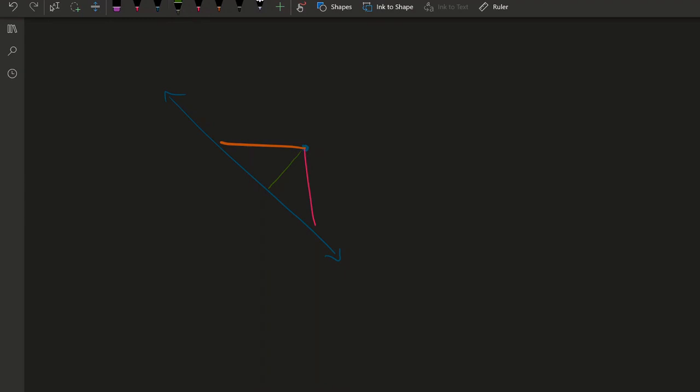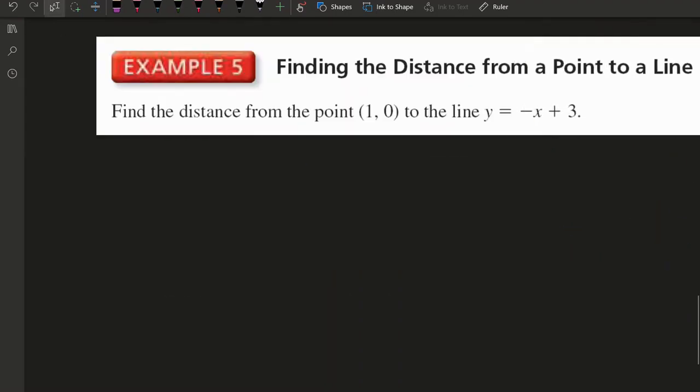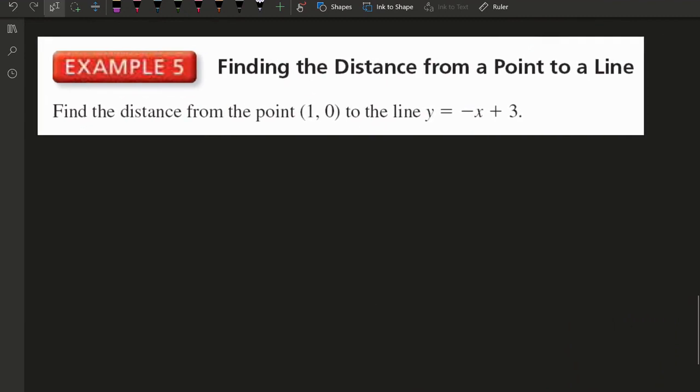So when we ask for the distance from a point to a line, we want the shortest distance. And the shortest distance that we can possibly draw is the distance that is perpendicular to the line. That is the shortest distance possible. So going back to this exercise: find the distance from the point (1, 0) to the line y equals negative x plus 3.